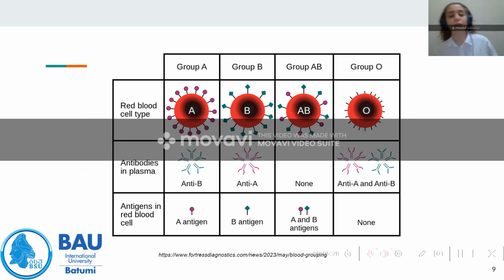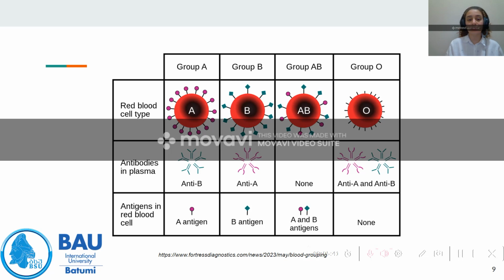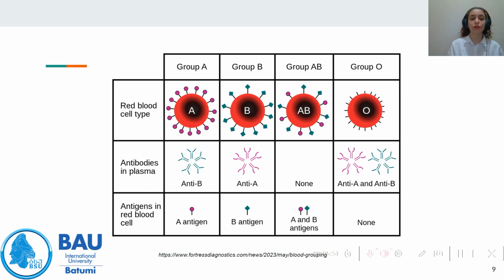So this small table explains the different blood groups and the antigens and antibodies that we expect to find in the normal condition. Starting with the A blood group, it has the A antigen on the surface, and we expect to find the anti-B antibodies in the plasma. The B group has the B antigen on the surface, so we expect to find the anti-A antibodies in the plasma.